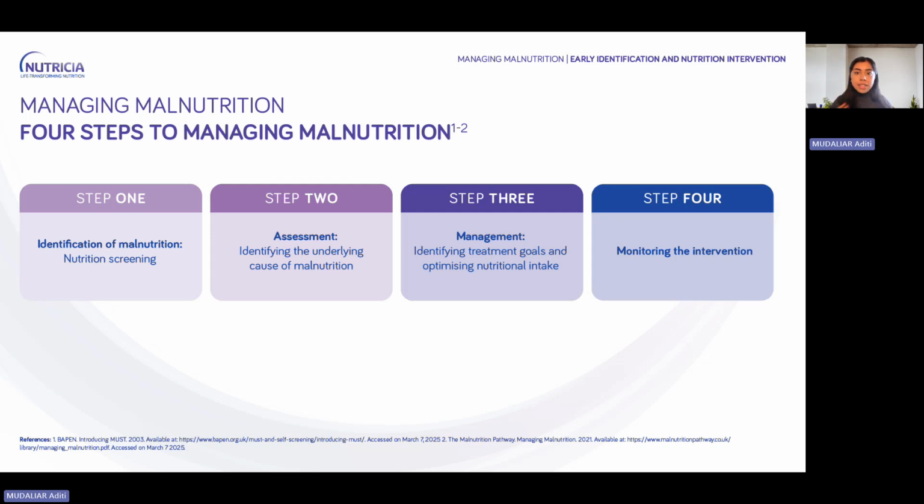And third, understanding the extent of malnutrition can help with your management plan. From there, you can set mutual goals with your patient and develop a plan to optimize nutritional intake. And finally, as with any treatment plan, monitoring, reviewing your patient's plan and progress and adjusting as necessary. We'll now look a little closer at how these steps can be practically implemented in everyday care.